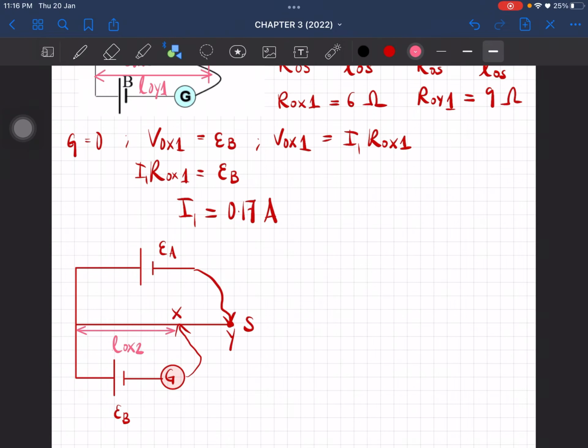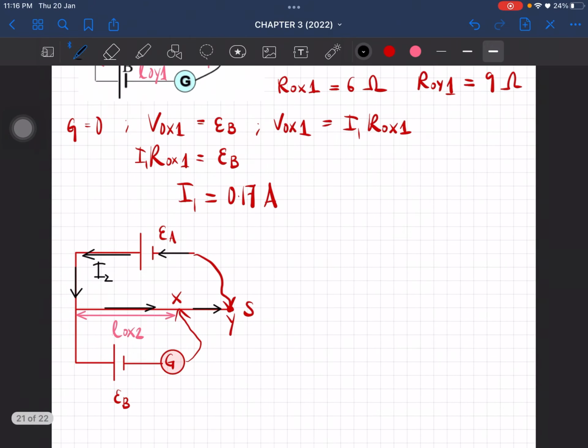Okay, it's going to be like this. Sorry, I don't think you can see that. I'm just going to use black. Okay, so this is the current up until here, and then it goes back up here. Okay, so this is our I2.